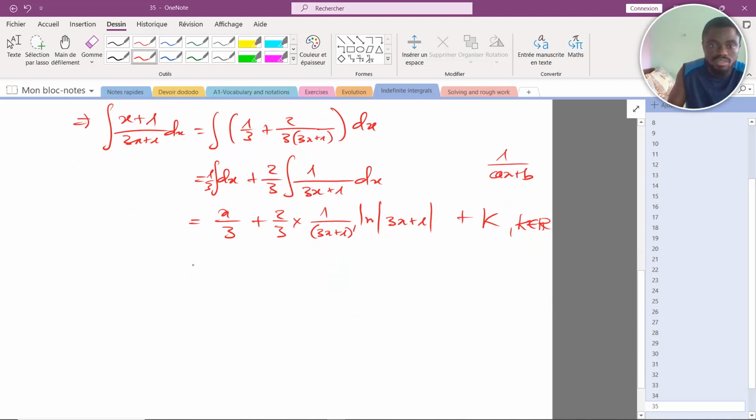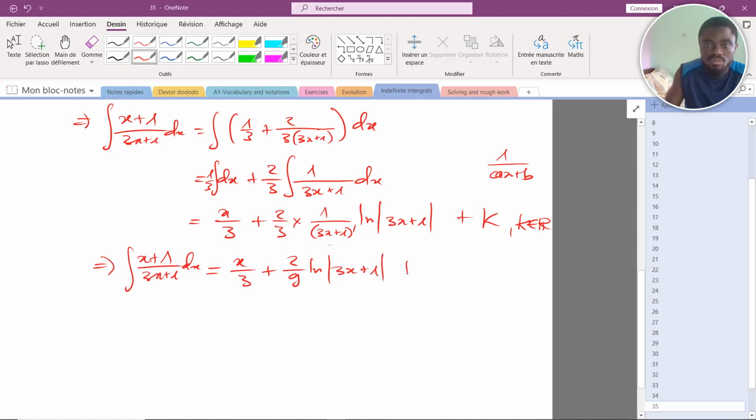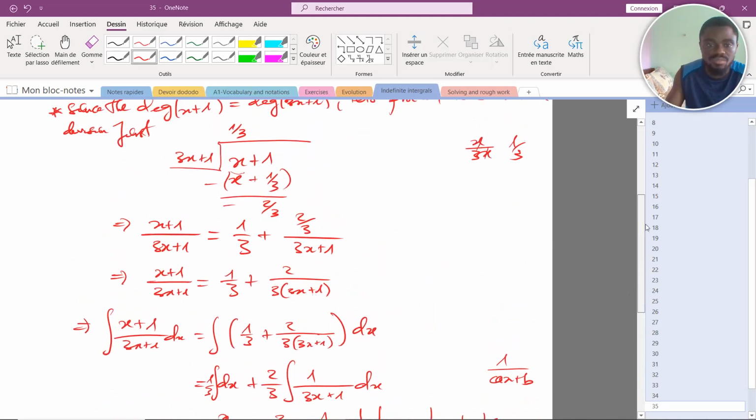Okay, when I rearrange things back, the integral of (x+1)/(3x+1) dx will be equal to x/3 plus, when I differentiate this it will give 3. So this times this gives 9. 2/9 ln of the absolute value of 3x+1 plus our constant of integration. That's the integral. So you see how things are very simple.